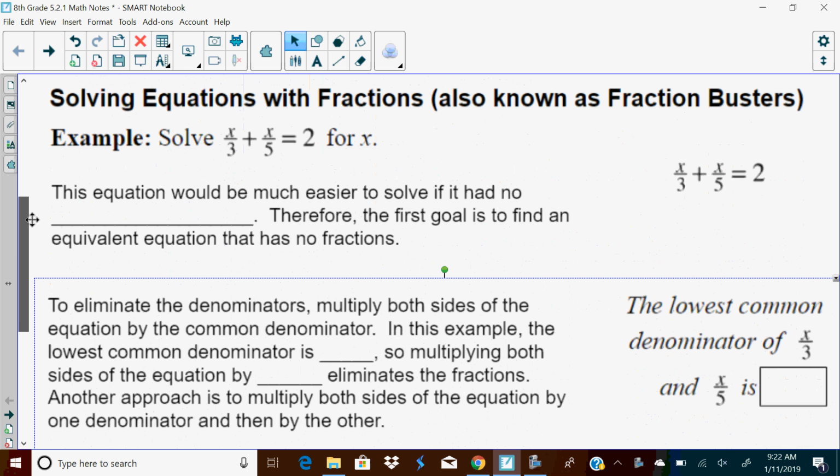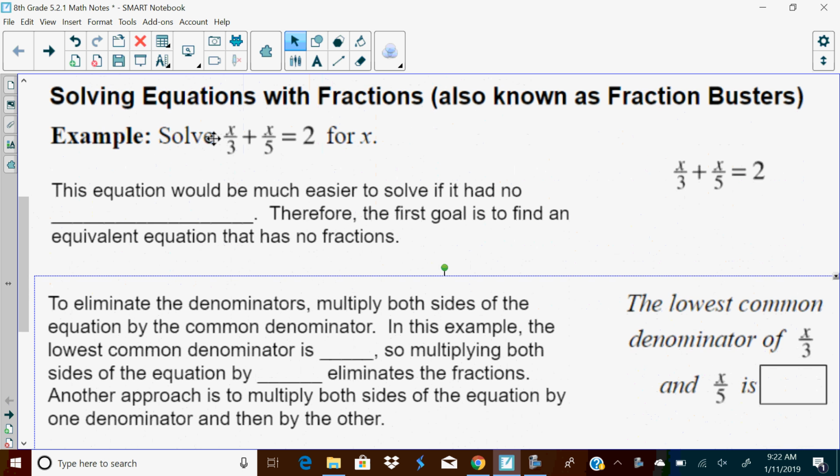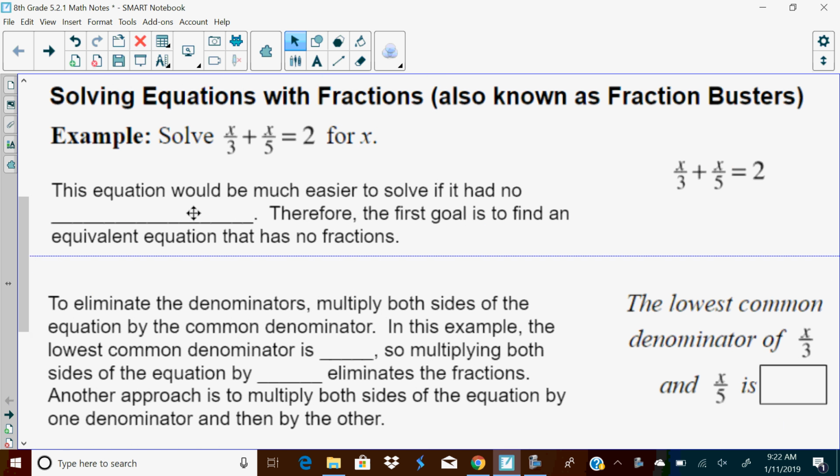For example, if I had the equation x over 3 plus x over 5 equals 2, and I wanted to solve it for x, it would be much easier to solve if it had no fractions. Therefore, the first goal is to find an equivalent equation that has no fractions. So here's my equation over here.